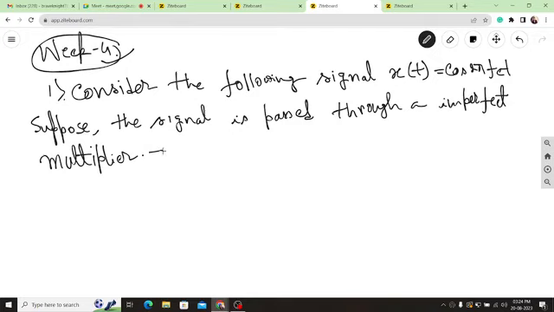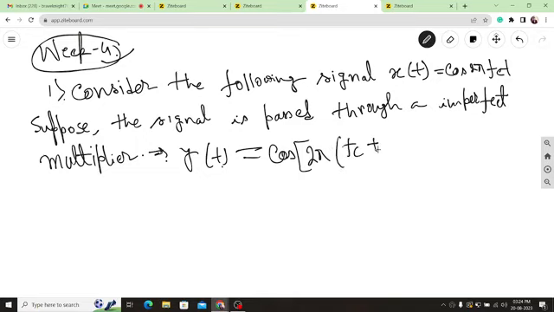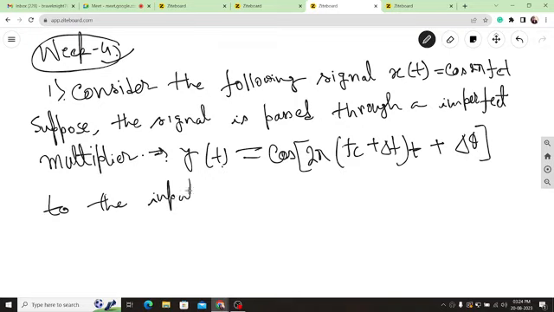And what happens if it goes through the imperfect multiplier? It becomes y(t) is equal to cos of 2 pi (fc plus del f) t plus delta theta, applied to the input signal x(t). So I have a signal x(t) and the signal is passed through an imperfect multiplier.